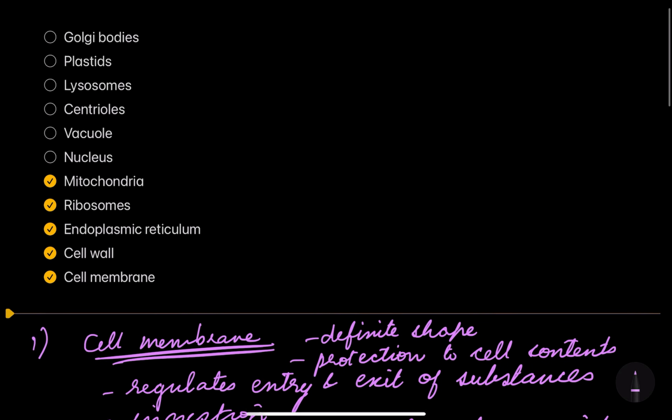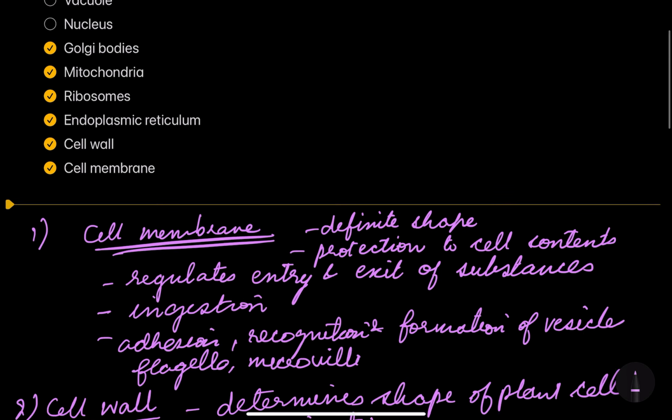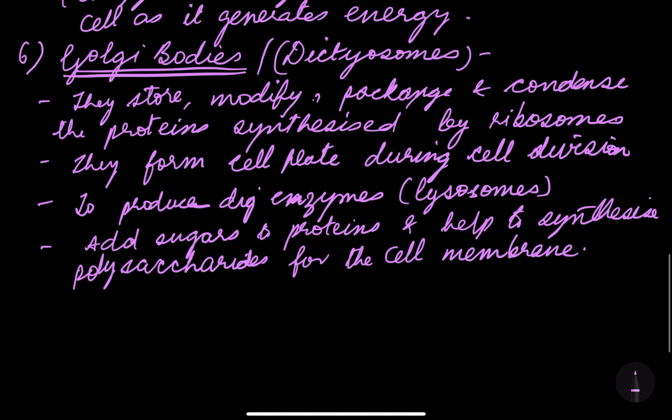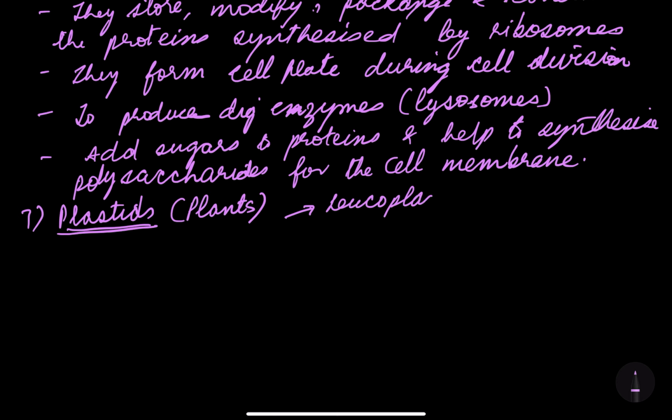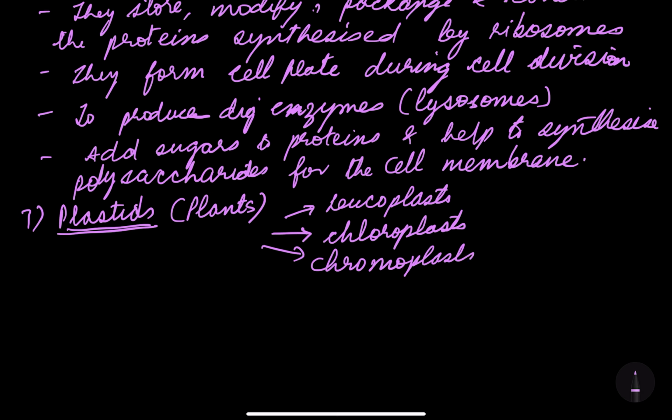Let's move on to the next organelle, plastids. Now plastids are common only to plant cells. They are absent in animal cells. They are present only in plant cells. Now if you look at the plastids, we have basically three categories. So you have leucoplasts. These are the colorless plastids. Then we have chloroplasts. These are the plastids that store chlorophyll. And we have chromoplasts. These are the plastids which give colors to flowers and all, right?